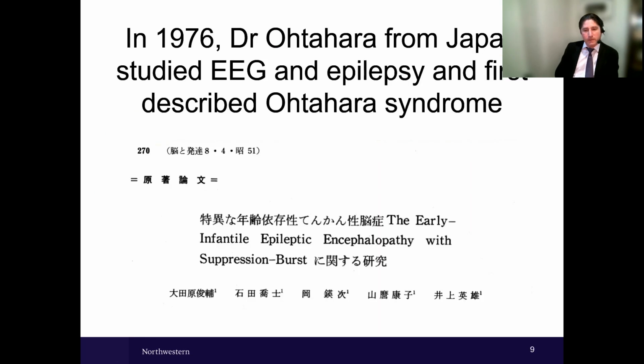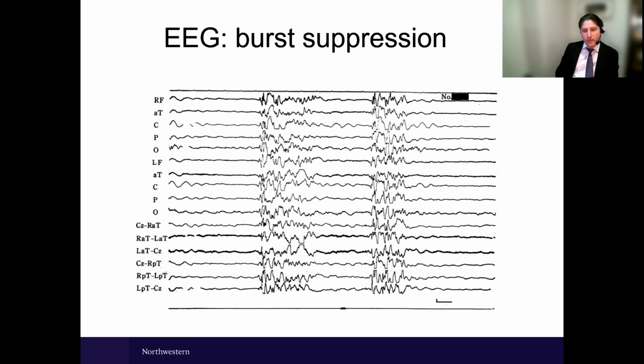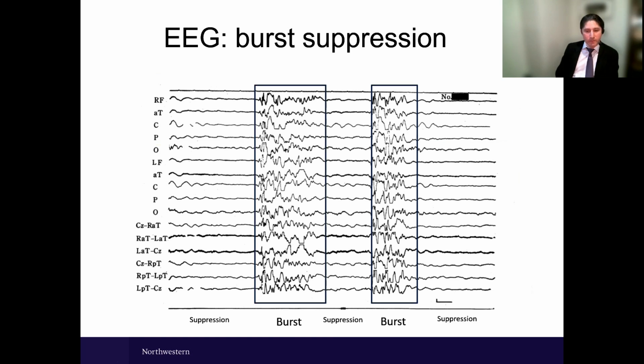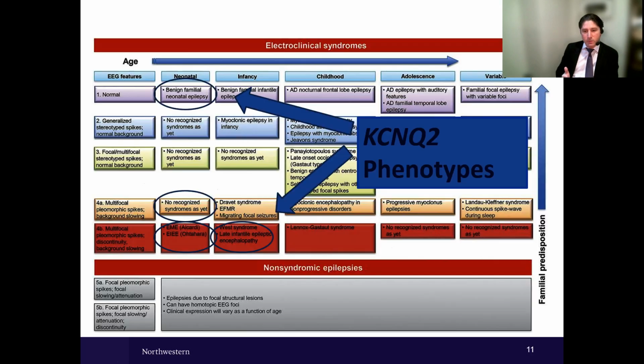So I'll just give a tip of the hat to Dr. Ohtahara from Japan, who studied EEG and epilepsy in the 70s and first described burst suppression and Ohtahara syndrome, the type of seizures which many of the children with KCNQ2 have been associated with. And this is one of the figures from his 1976 paper. So this was not recorded with a computer EEG, but rather a pen and paper EEG, and so it looks a little bit different from our EEGs today. But you can see the burst here. It's quite simple visually to see the burst, and then the area in between is suppression.